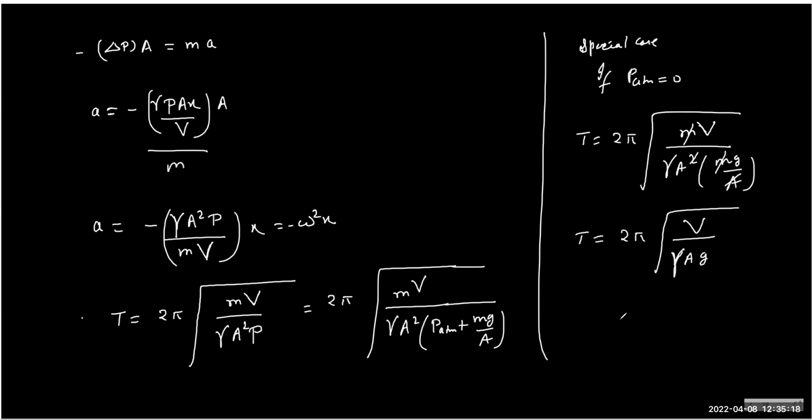If I want to define something like L effective, what is L effective here? You can always write 2 pi under root L effective upon g, where L effective is V by gamma times A, right?